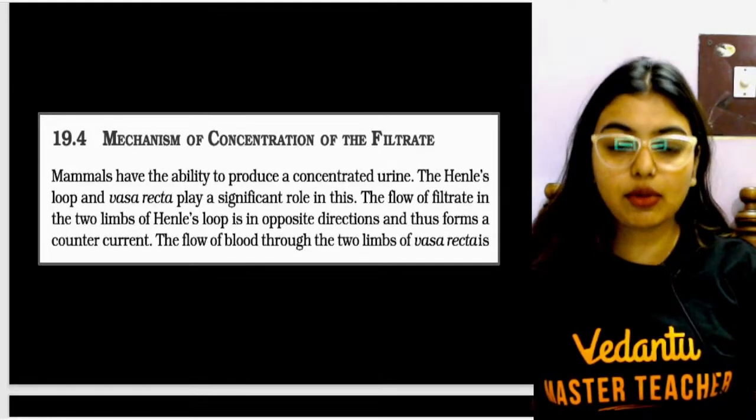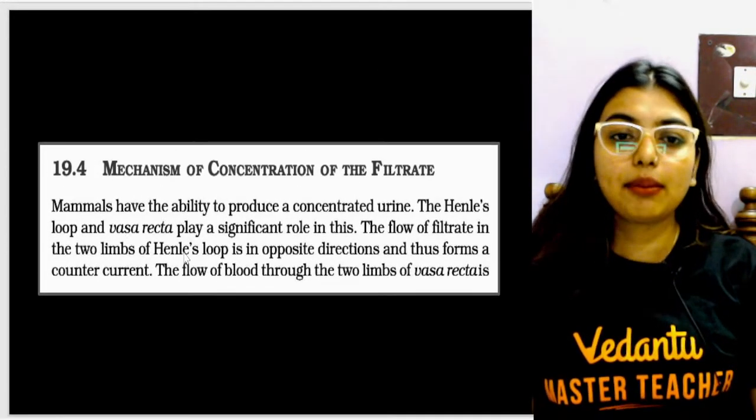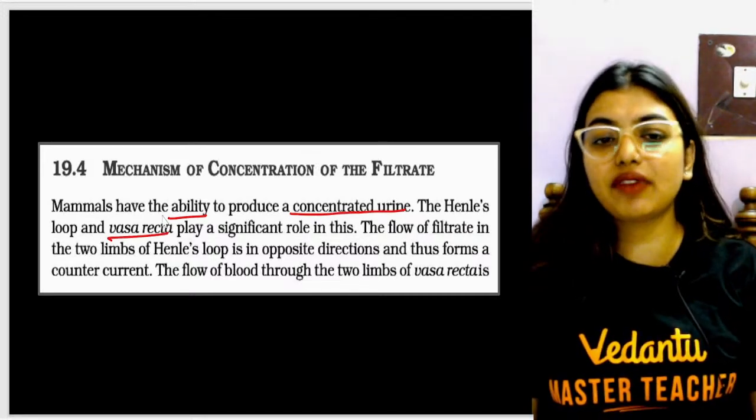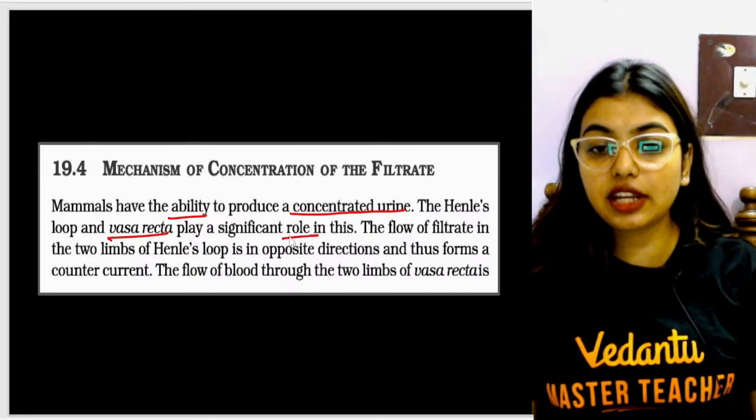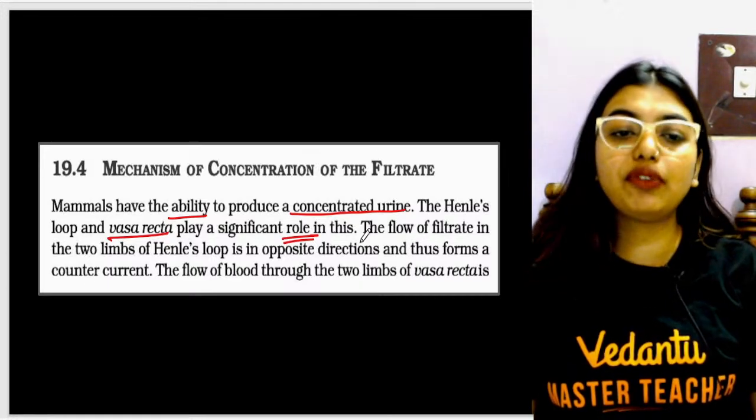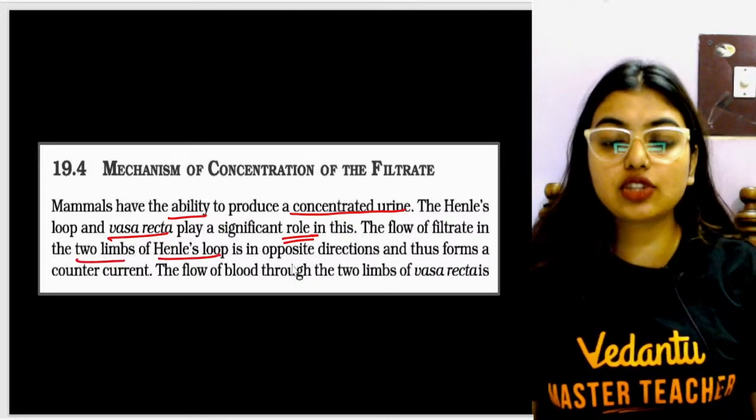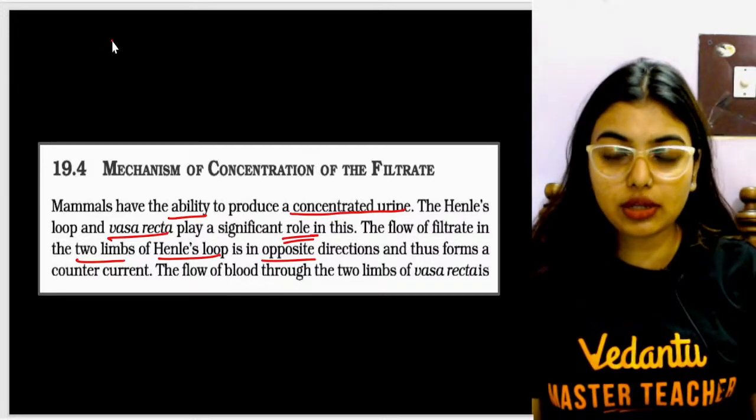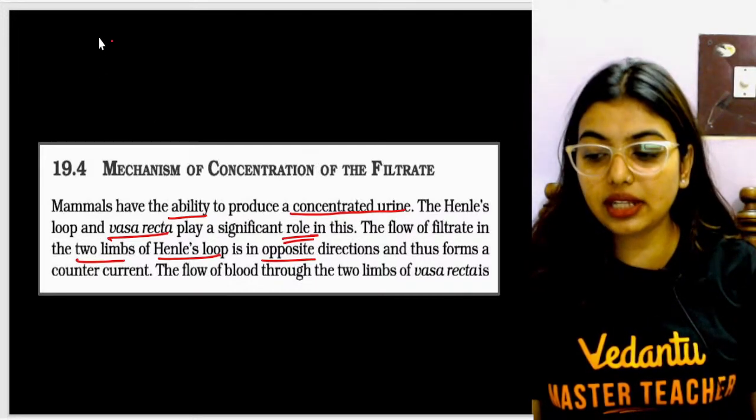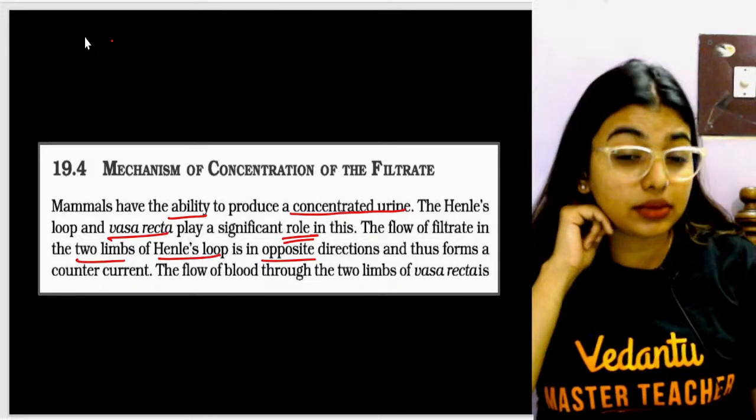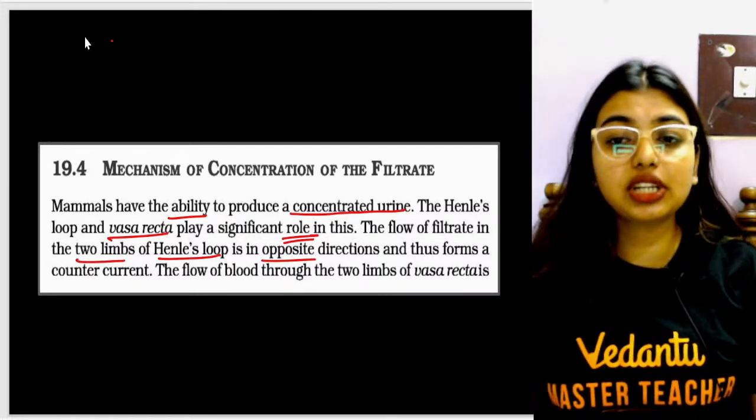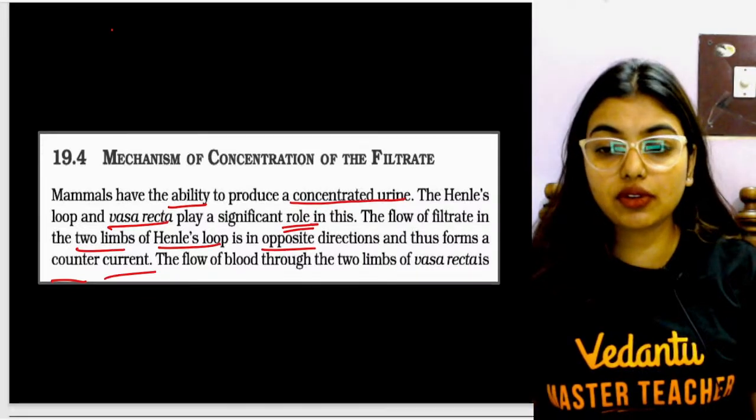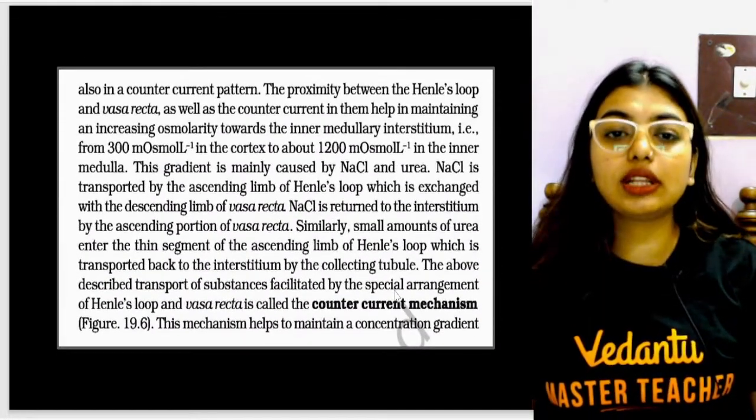Now, mechanism of concentration of filtrate. Mammals have the ability to produce a concentrated urine. The Henle's loop and vasa recta play a significant role in this. The flow of filtrate in the two limbs of the Henle's loop is in the opposite direction, and thus forms the countercurrent. The flow of blood through the two limbs of the vasa recta is also in a countercurrent pattern.